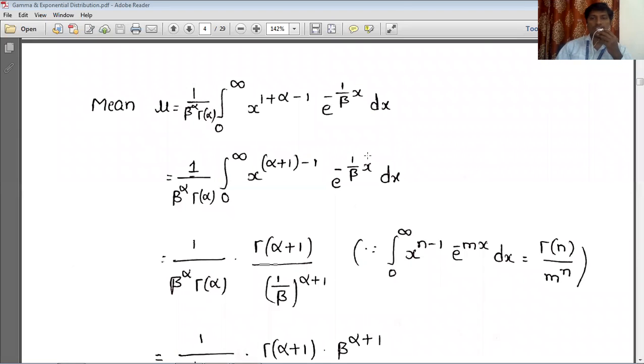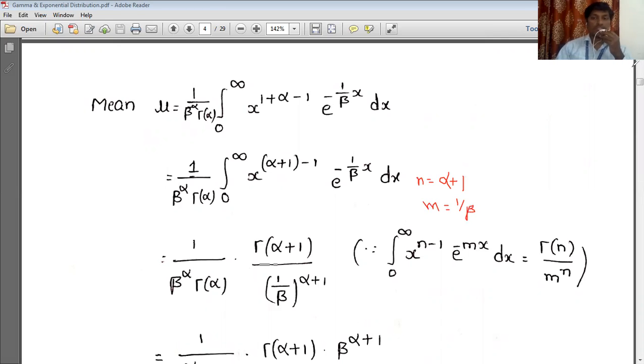Here we are using this property. By using that, we are simplifying this integration. So here, in place of n, what we are choosing is n equal to alpha plus 1. So this is one thing. And next, if you compare this one, in place of m, here it is having 1 by beta. So that one we have to substitute here.